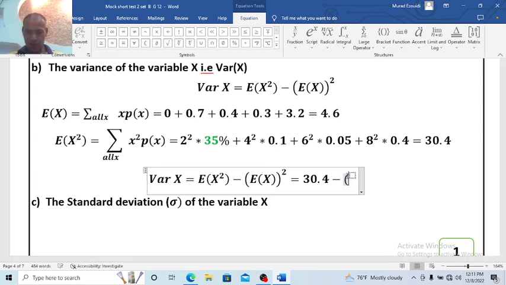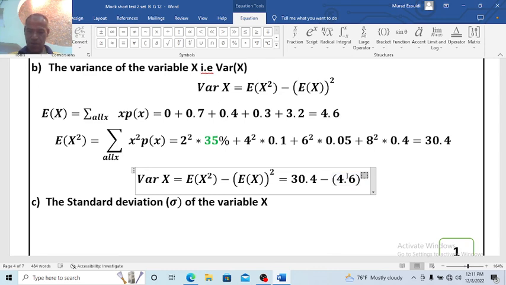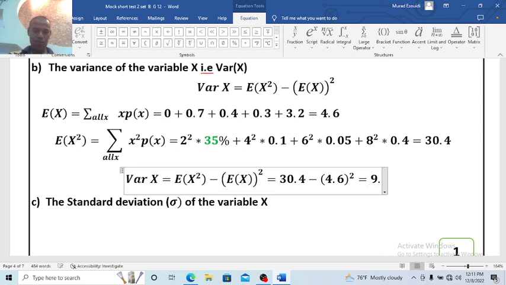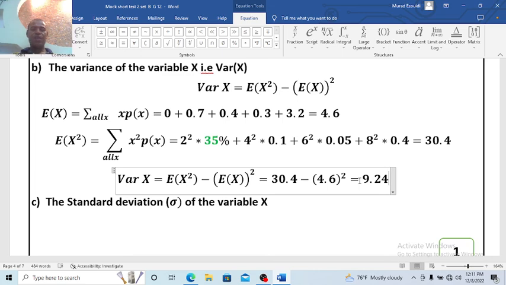I'll make 4.6, close the parentheses, to the power 2. Use your calculator. Okay, 30.4 minus 4.6 multiplied by 4.6 equals 9.24. Okay, that is the variance. Clear?